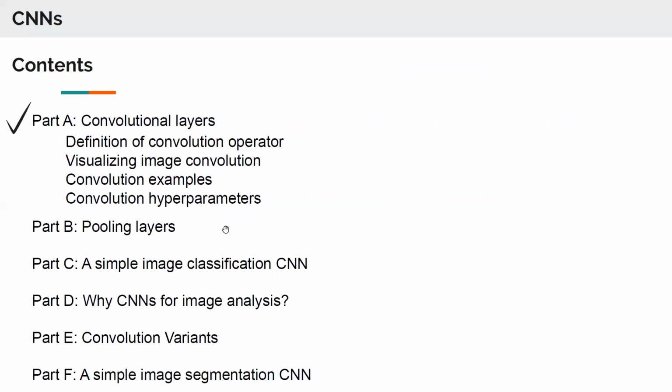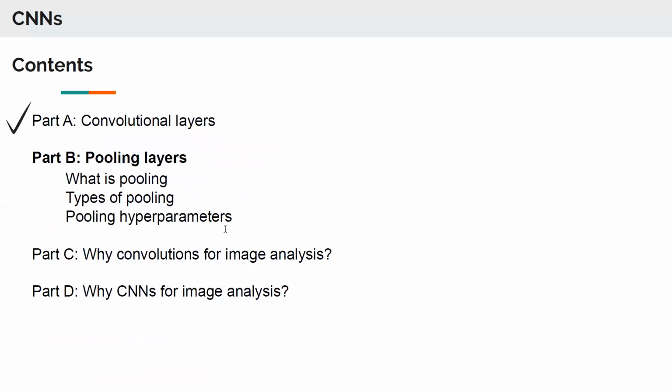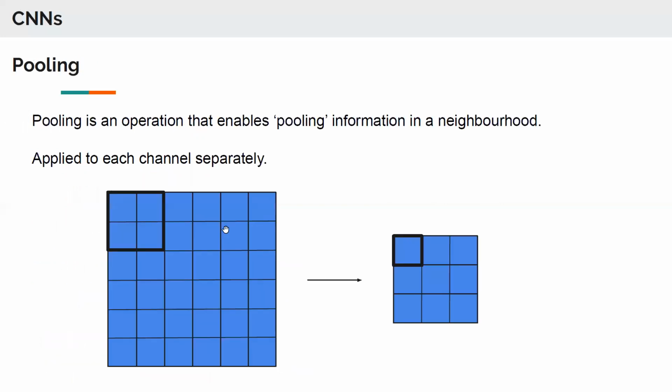Okay, so with these, now we have fairly exhaustively discussed convolutional layers. And now we can move to the next important part of the puzzle: pooling layers. So what is pooling? Pooling is basically exactly what the name suggests. Pooling is an operation that enables pooling information in a neighborhood, or aggregating information from a neighborhood.